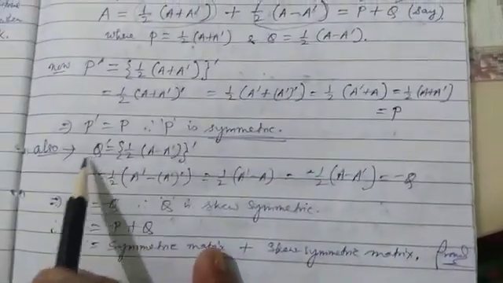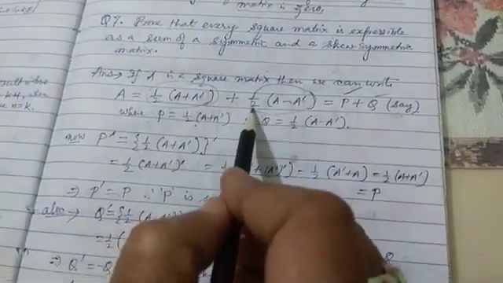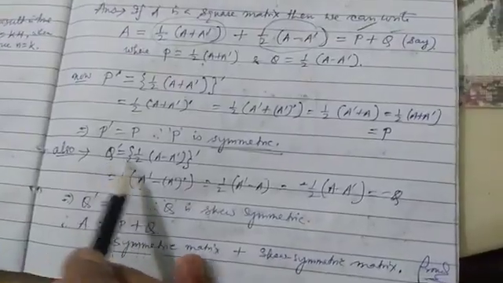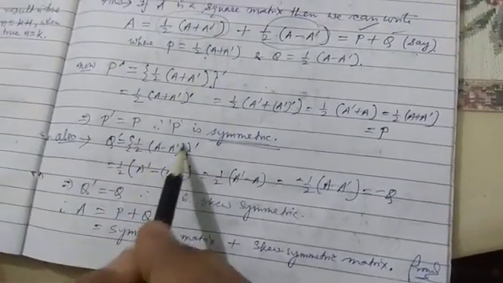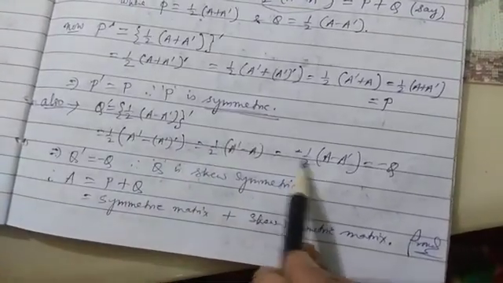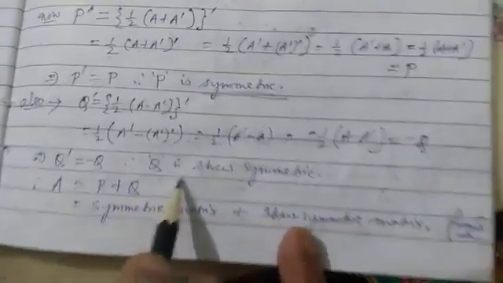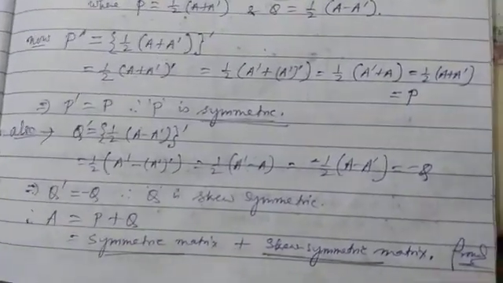So P is a symmetric matrix. Now what is Q? Q we have taken as half (A minus A transpose). Now I am finding Q transpose. So half will come out. Now A transpose minus A transpose transpose, so it is coming A back. So this is minus half taking common, so (A minus A dash) is minus Q. So Q dash is minus Q, so Q is skew symmetric. So I can write A is equal to P plus Q, a symmetric matrix plus a skew symmetric matrix.